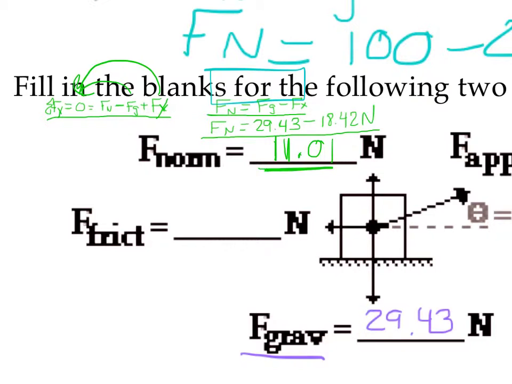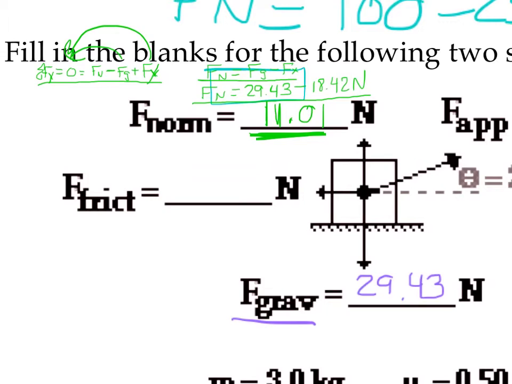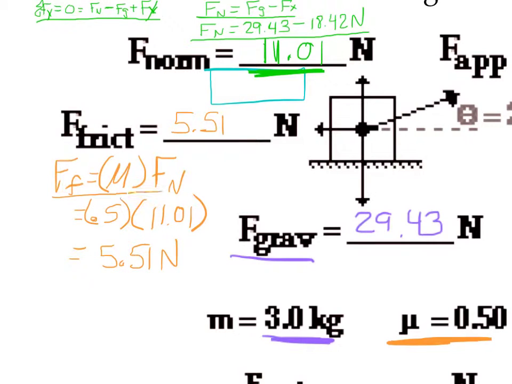Now that we know the normal force, we can actually find the force of friction. We are given the coefficient of friction down here, so we can apply it. Remember, our force of friction is simply equal to the coefficient of friction times the normal force, and the coefficient of friction is 0.5, given to us in our problem.